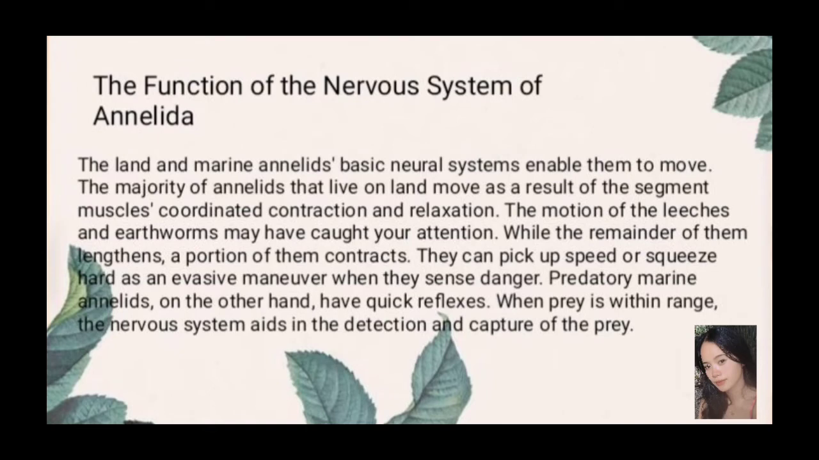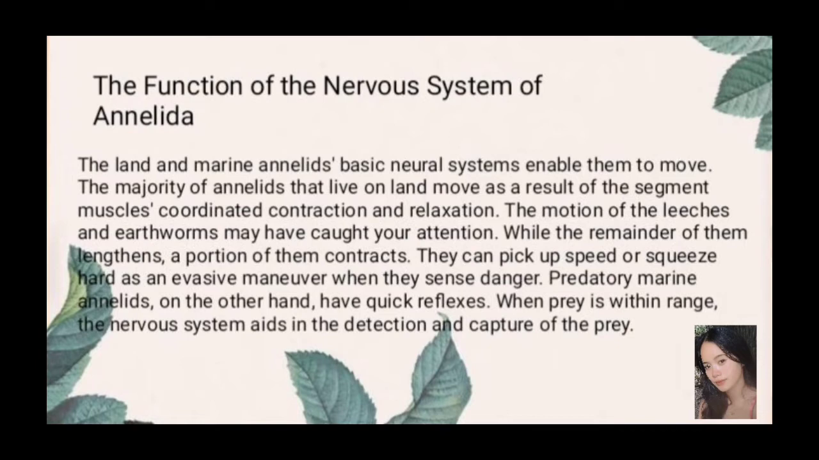The function of the nervous system of Annelida. The basic neural system of land and marine annelids enables them to move. The majority of annelids that live on land move as a result of the coordinated contraction and relaxation of the segment muscles. The motion of leeches and earthworms may have caught your attention. While the remainder of them lengthens, a portion of them contracts. They can pick up speed or squeeze hard as an evasive maneuver when they sense danger.